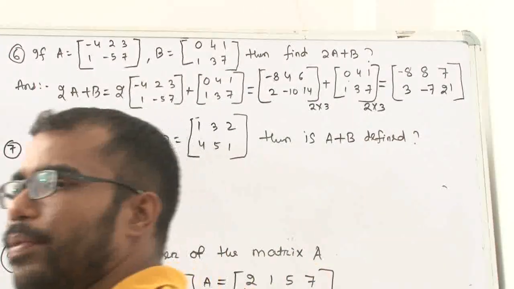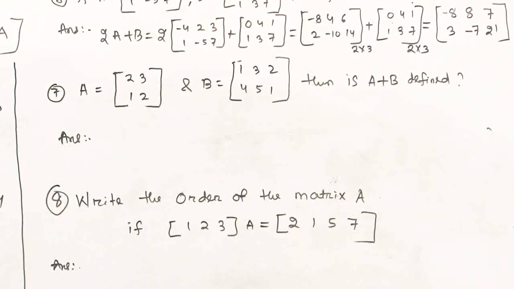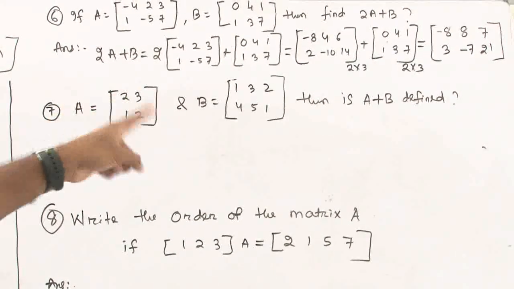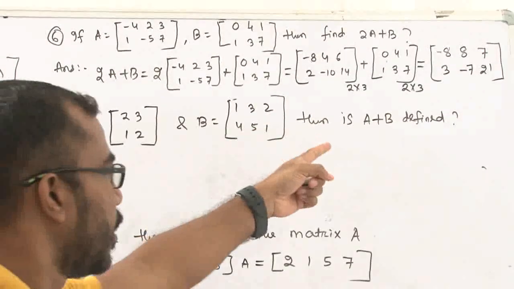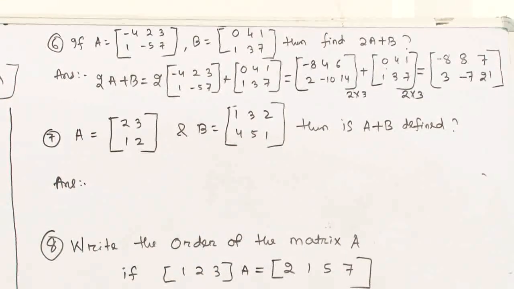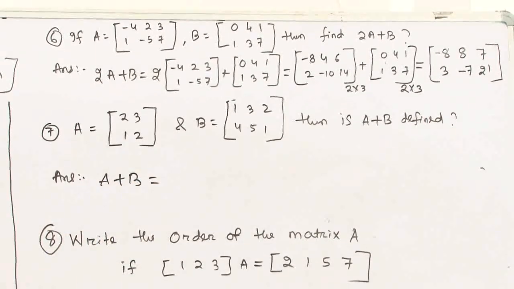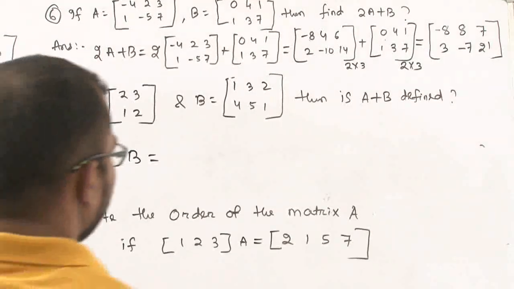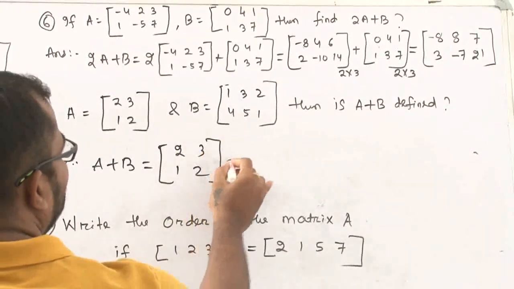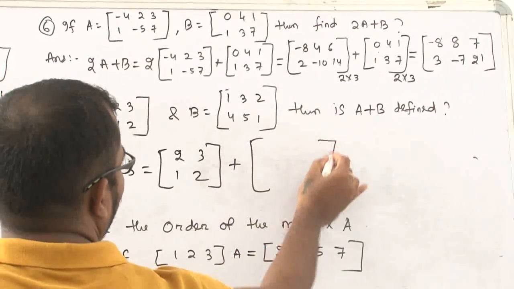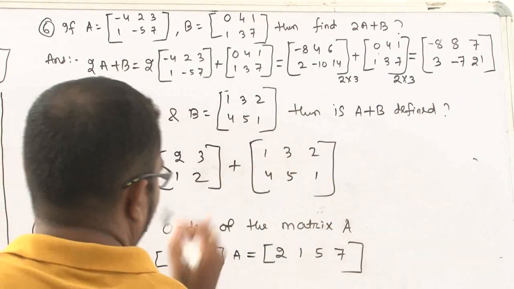Now proceed to question number 7. If A is a matrix and B is another matrix, is A plus B defined? We have to check that. Is it possible to do A plus B? First, we write A plus B. Here the value of A is 2, 3, 1, 2, plus the value of B, which is 1, 3, 2, 4, 5, 1.